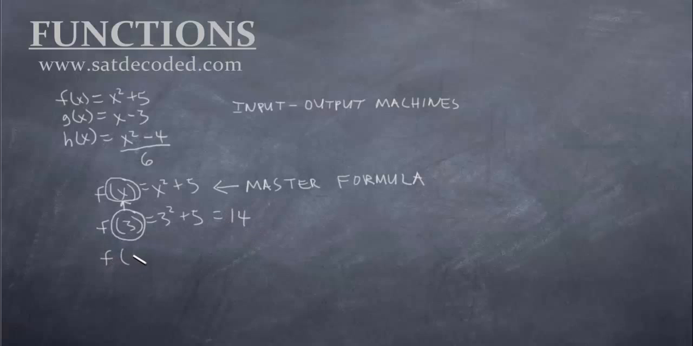Let's try another one. Let's say they want us to find f of 0. So the input, again, is whatever is inside the parentheses, in this case 0. And wherever we see the x, which is being replaced by the 0, we're just going to change it to a 0 now. So f of 0 equals 0 squared plus 5. And 0 squared is, of course, still 0, so plus 5 is equal to 5. f of 0 gives us an output of 5.